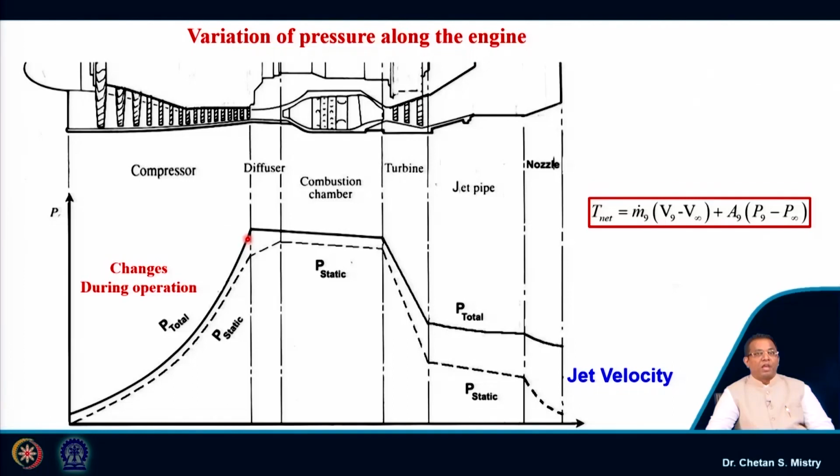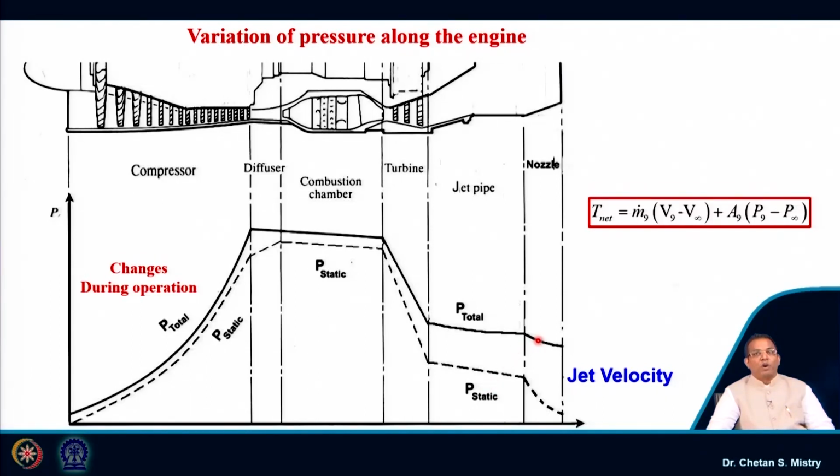We have seen that this diffuser basically acts like a flow decelerating device. That means my static pressure will increase. In my combustion chamber, my static pressure will remain nearly constant. Then we have our turbine, where the flow goes through expansion, which means my static pressure will reduce. In my jet pipe, I can assume my static pressure to be constant, and in the nozzle, where the flow is again accelerated, my pressure will reduce.